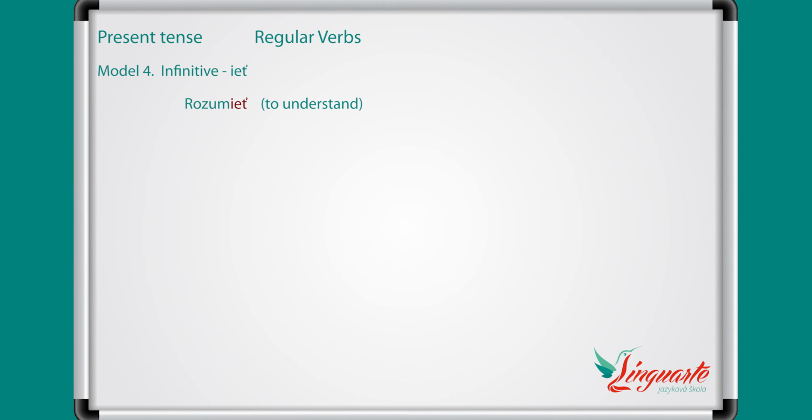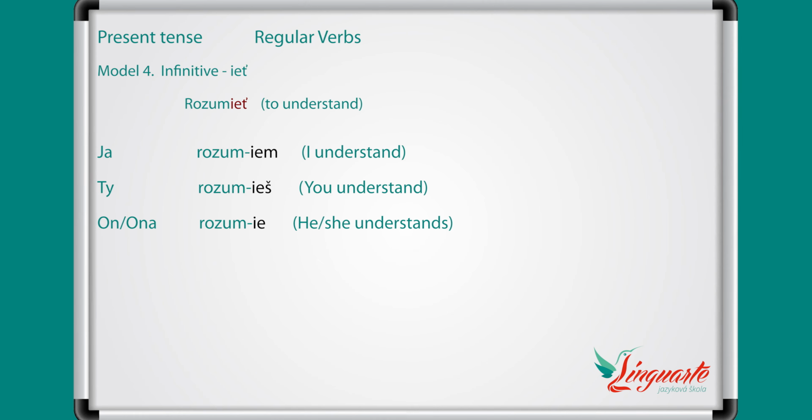The fourth model of verbs is for the infinitives ending in ieť. For example, rozumieť. After eliminating the ending ieť from the verb, we have rozum, to which we say ja rozumiem, I understand. Ty rozumieš, you understand. On rozumie, he understands. Ona rozumie. She understands. Ono rozumie. It understands. For the plural, my rozumieme.